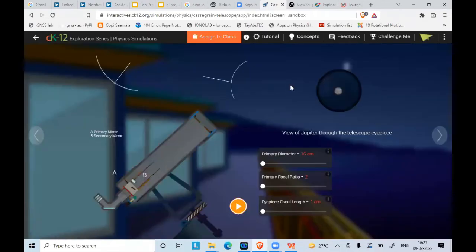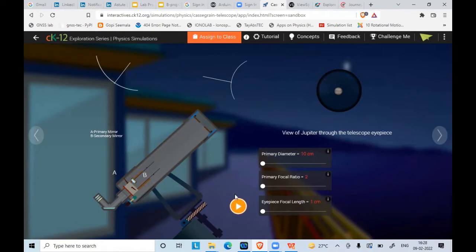Okay, so as you all can see, here is a telescope, and we are trying to look at Jupiter, the way Galileo must have looked through his telescope when he first made a telescope and looked at the moons of Jupiter and the craters of the moon. So as you can see, there are a lot of parameters. All of you, can you see my screen? Yes, sir. So there are parameters such as primary diameter, primary focal ratio, and eyepiece focal length. We'll see step by step how these parameters affect your viewing.